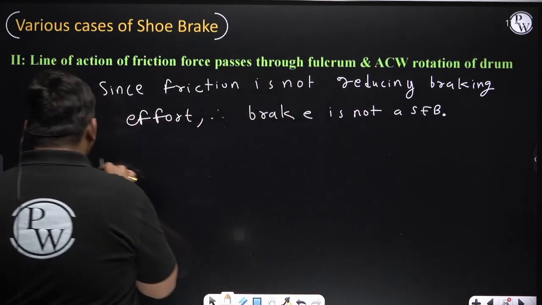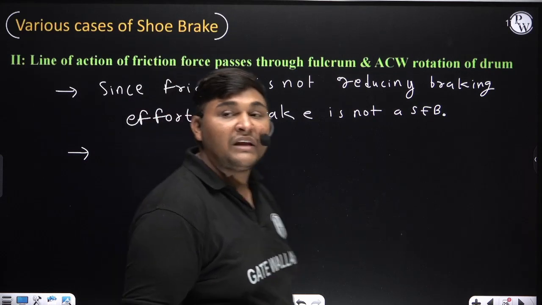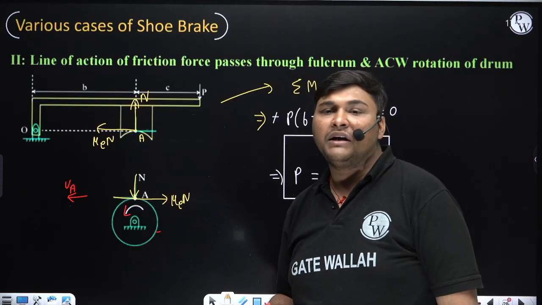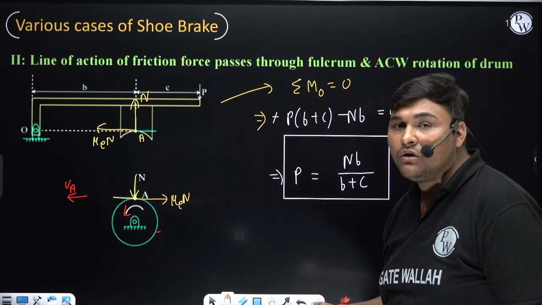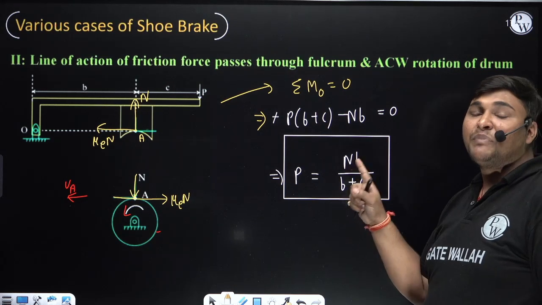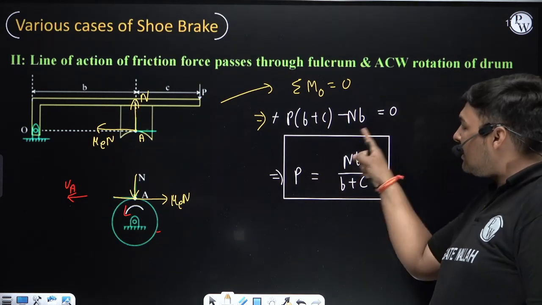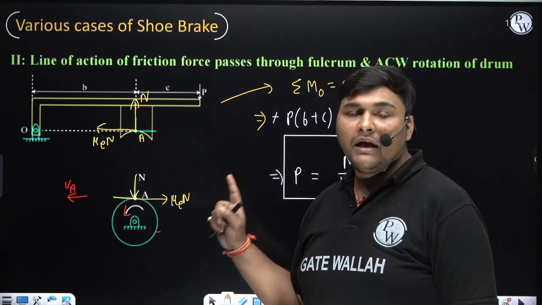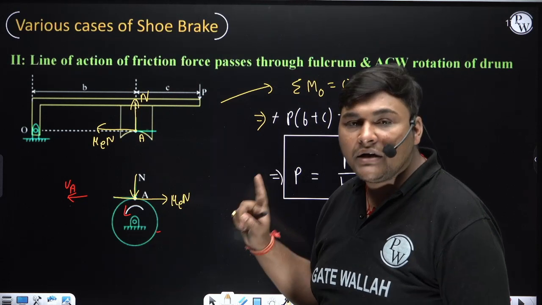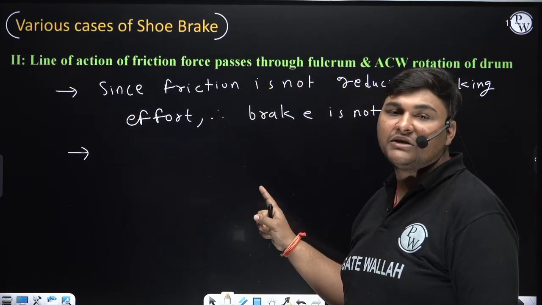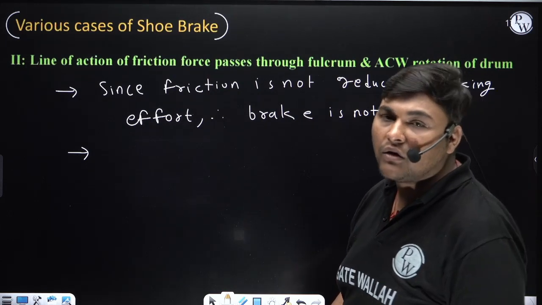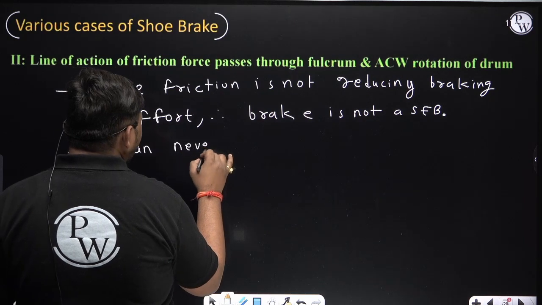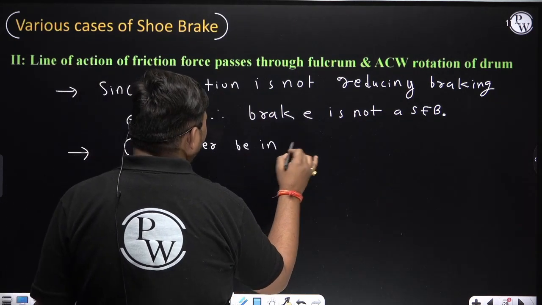Okay. Now if any brake is not a self-energizing brake, then that brake can never go in self-locking condition. Why? Because to be in self-locking condition, P must be either equal to 0 or less than 0. But here from this relation you can say that P can never become 0 or negative because it will always be positive. And since P can never become 0 or negative, this brake can never be in self-locking condition. So this brake can never be in self-locking condition.